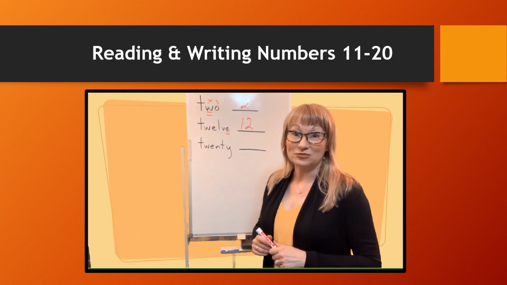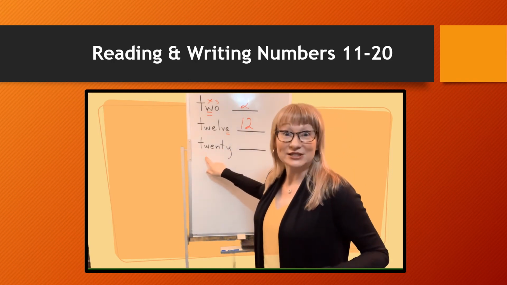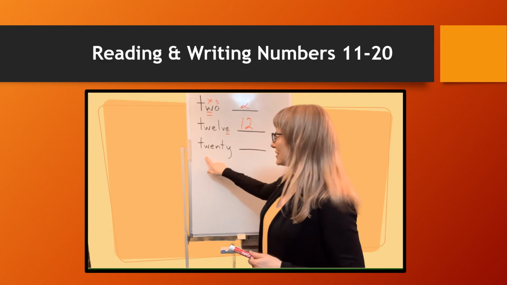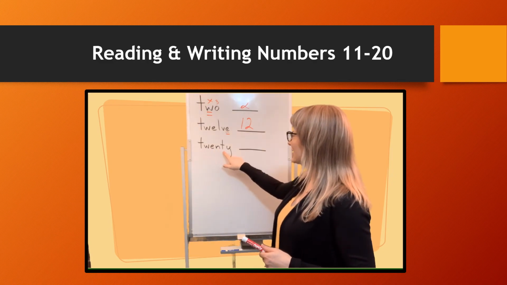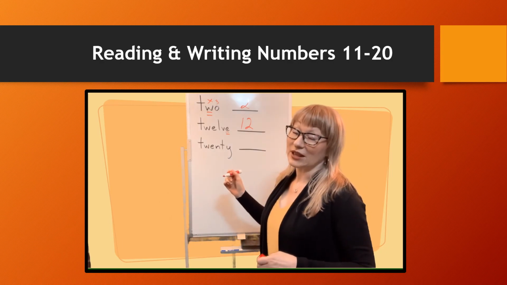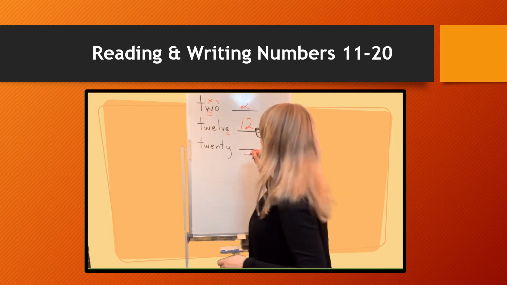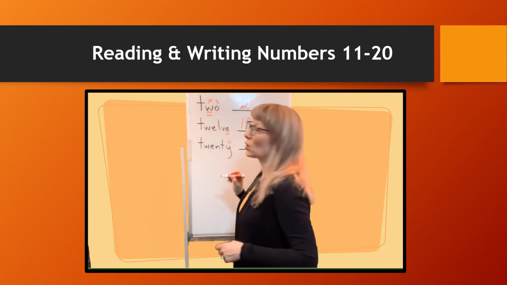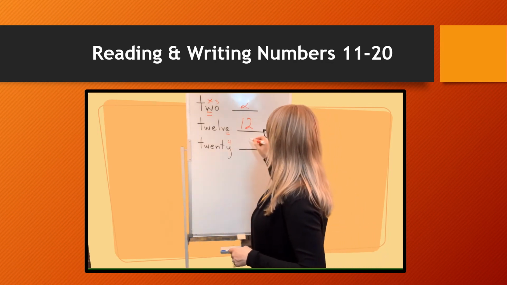The next one, can you guess what that one's going to be? It's a related word. Let's sound it out. T, w, e, n, t, e. Now again, the Y is making its fourth sound, E. That's the tricky part. So twenty.